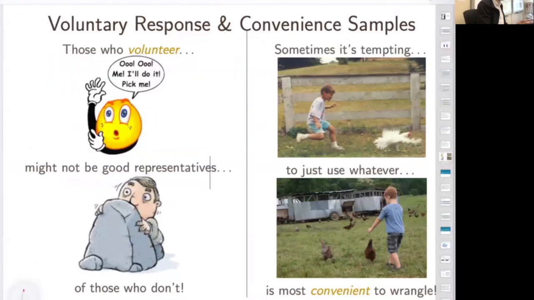So in this graph, as you can see here, some people are so excited, pick me, I will be here, but the others are shy. Okay, so it's not a good sampling method that represents the entire population.